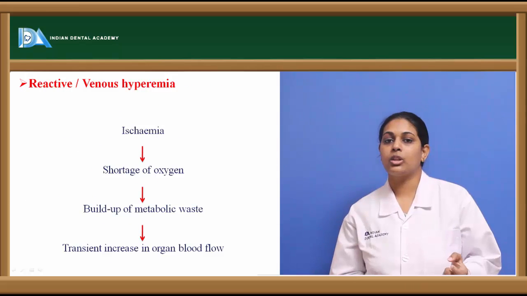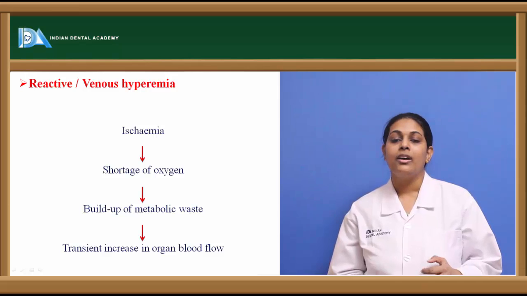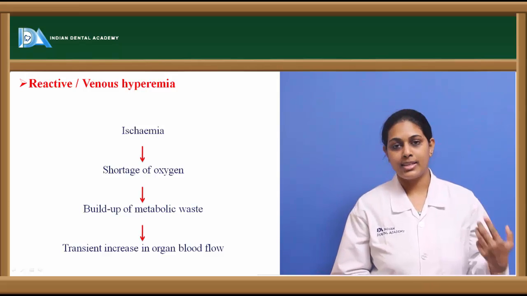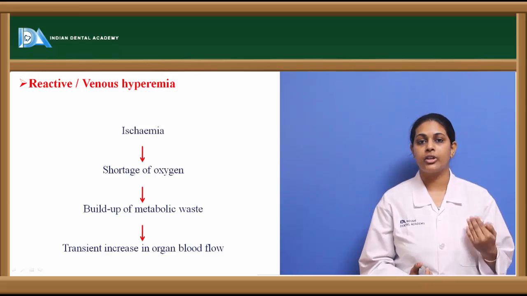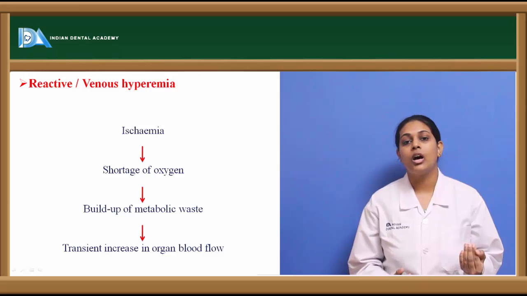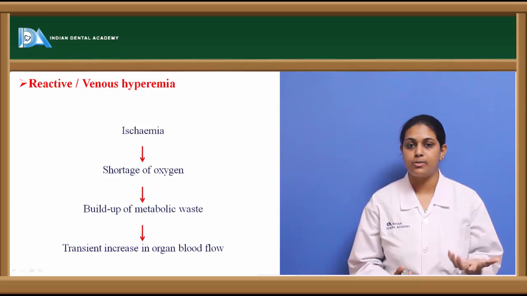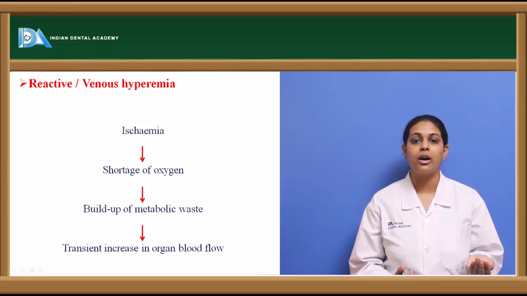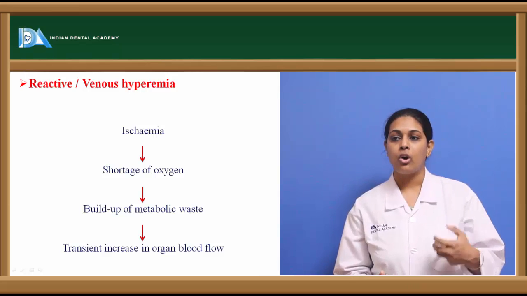Coming to the reactive or otherwise known as venous hyperemia, in this condition we see conditions such as ischemia, that is when there is decreased or inadequate circulatory blood flow. Because of this decreased blood flow, since blood also has a function of carrying oxygen, there will also be a decrease in the amount of oxygen being carried to the organs.